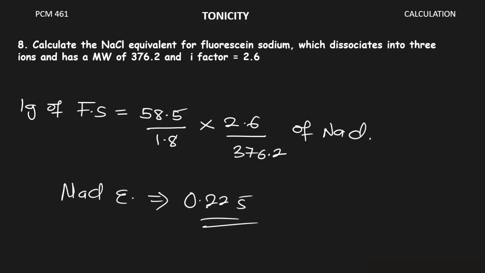Is that okay? Yeah. So wherever you need, let's say 2 gram of fluorescein and what you have there is sodium chloride, what you just need to do is use 2 to multiply 0.225. Are you getting the idea now? So just like that.